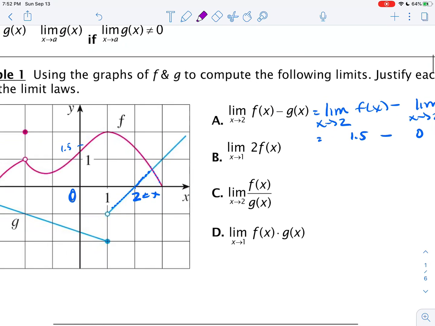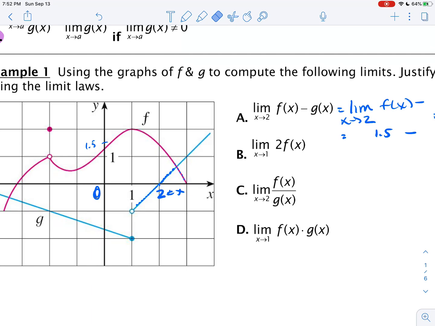Good. Next, the limit as x approaches 1 of 2 times f of x. This is going to equal 2 times the limit as x approaches 1 of f of x. And looking where x is equal to 1, we go to our graph of f of x, and what are the function outputs tending towards as x approaches 1 from the left, and as x approaches 1 from the right? They're equal, and it looks like it's going to be the value of 2. So this is going to equal 2 times that limit 2, which is going to equal 4.